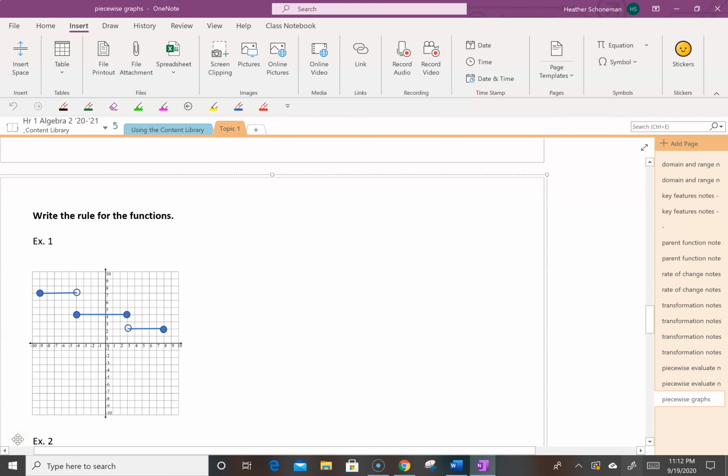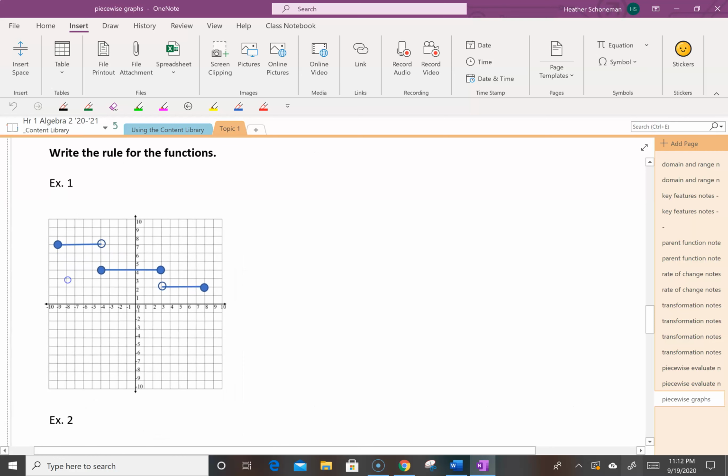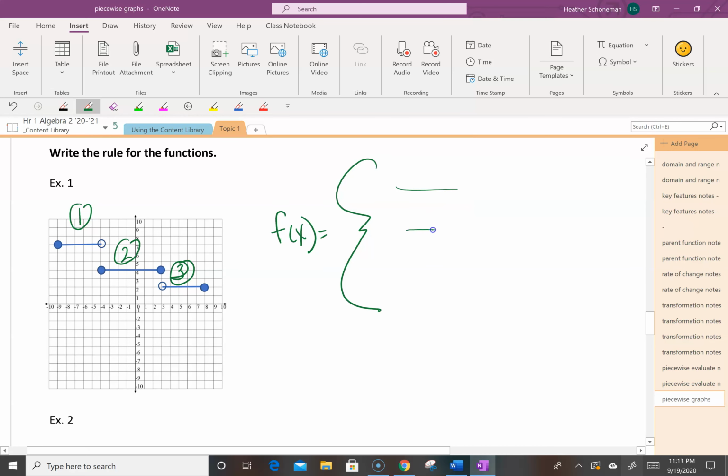This is part 2 of your video on writing equations of piecewise functions. So when it wants you to write the equation, it's going to say write the rule. The rule is going to look like this. You're going to have f of x equals, and then you're going to make this large bracket. Because I have 1, 2, 3 lines, I should have 1, 2, 3 equations. I have to go from left to right. So this one on the left has to go first, this is second, and this is third.